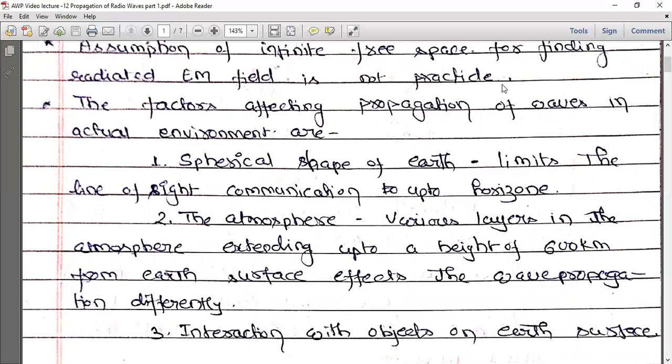The second factor which affects the propagation of radio waves or the communication link is the atmosphere itself. As we know, the atmosphere surrounding the Earth extends from the surface of Earth up to a height of approximately 600 kilometers. And there are various layers in this atmosphere, like the one directly surrounding the Earth's surface, which is the troposphere. Then as we move upward, we find different layers like the stratosphere, ionosphere, and so on.